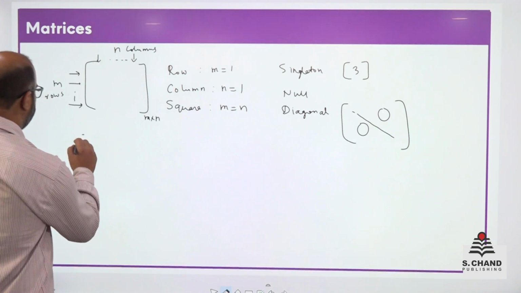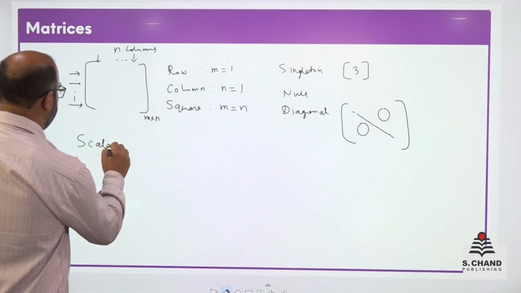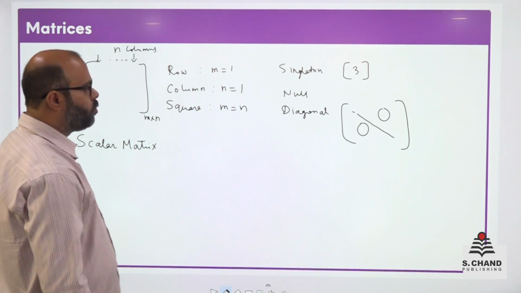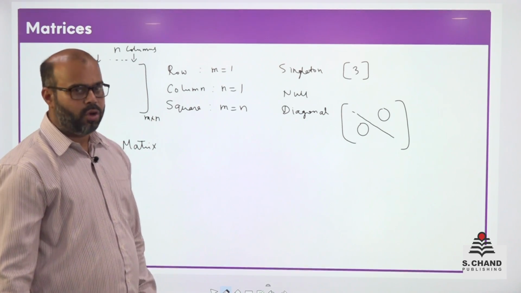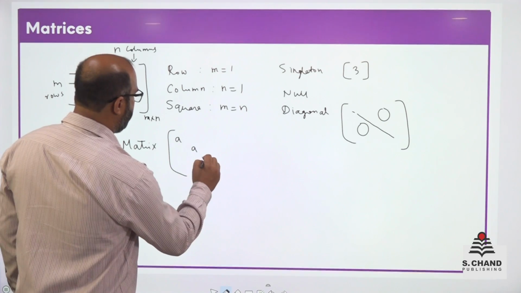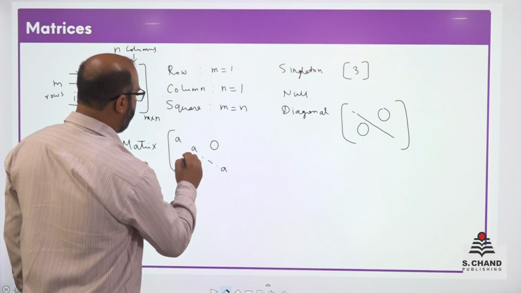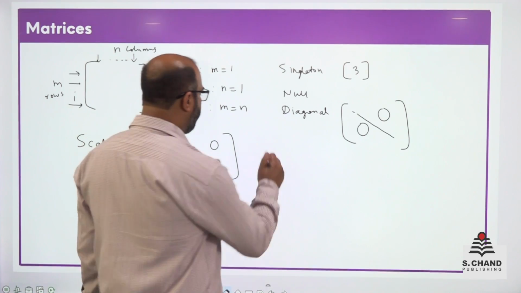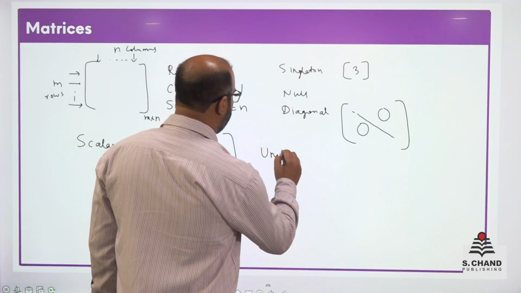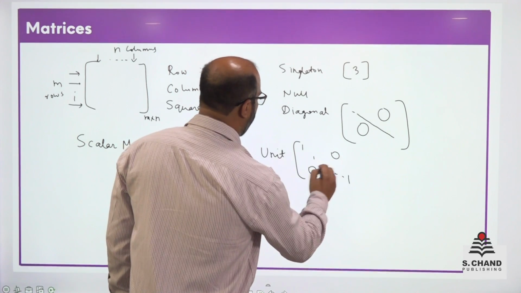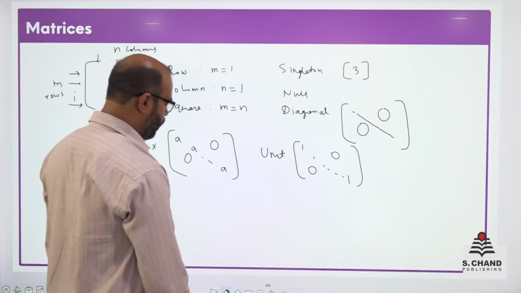A scalar matrix is a diagonal matrix whose diagonal elements are all equal. So in a scalar matrix, diagonal elements are all equal and non-diagonal elements are 0. Unit matrix, diagonal elements are all equal and they are all equal to 1, non-diagonal elements are 0.